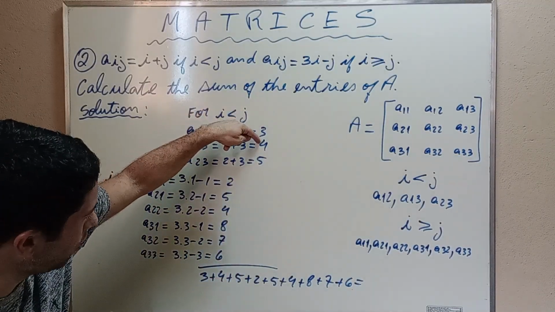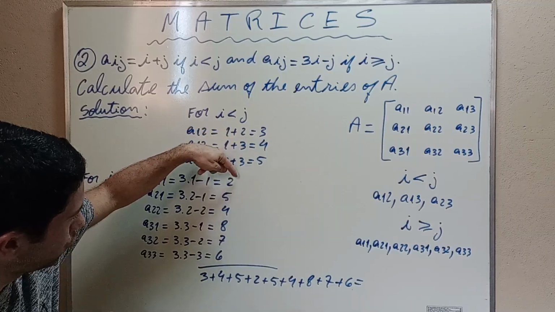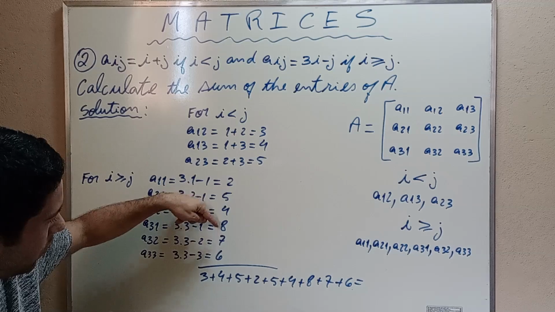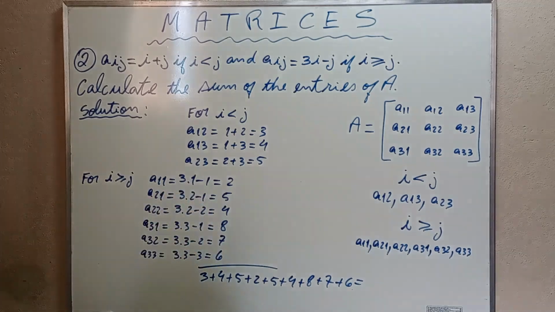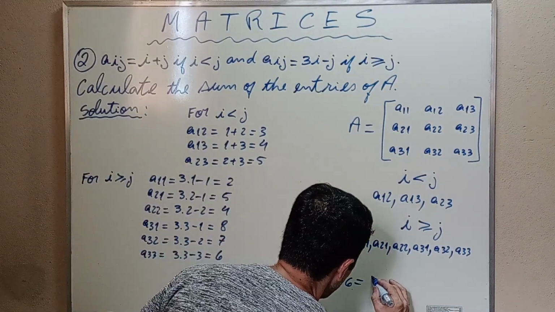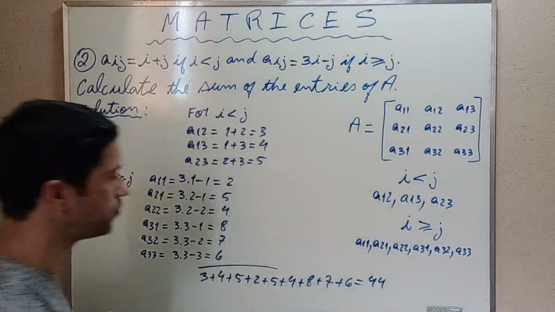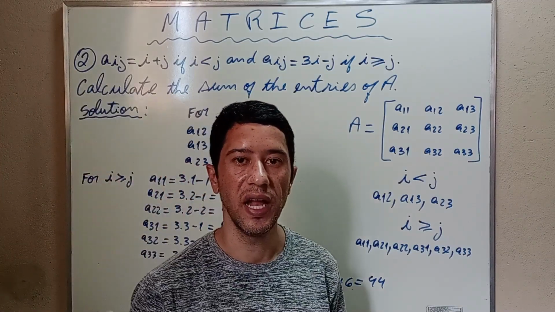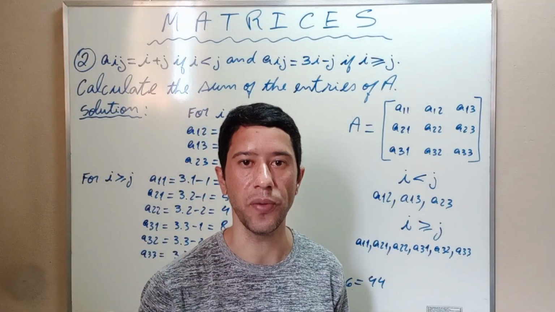3, 4, 5, 2, 5, 4, 8, 7, and 6. And this sum is equal to 44. Alright, my friends, this is the solution of exercise number 2. Let's go to the next. Let's go to exercise number 3.